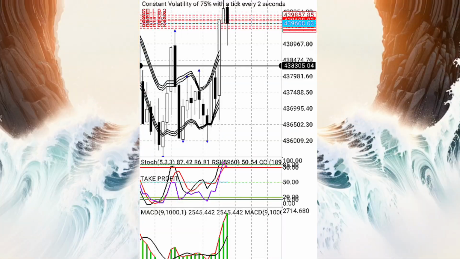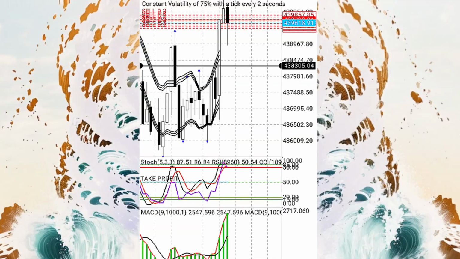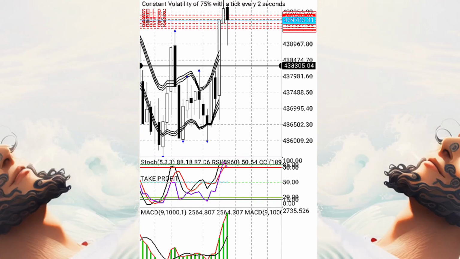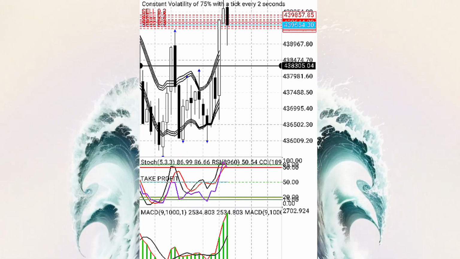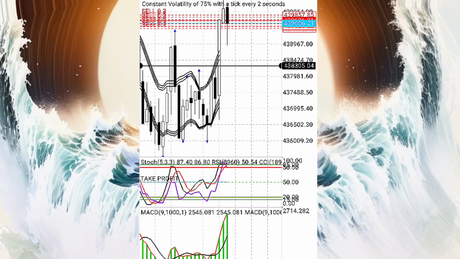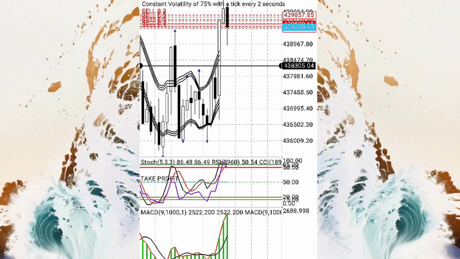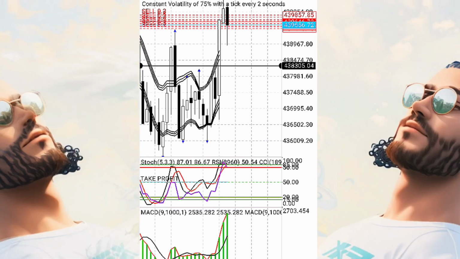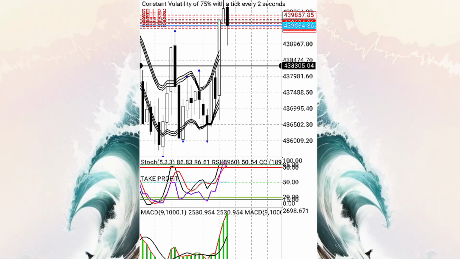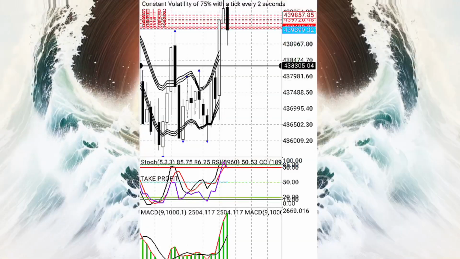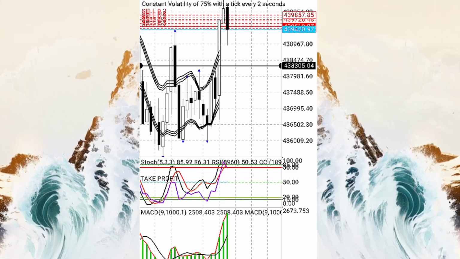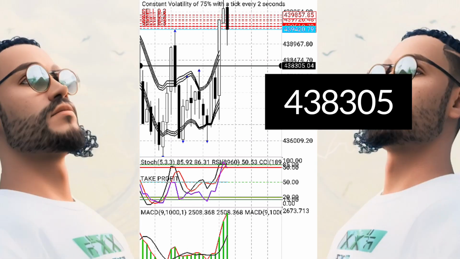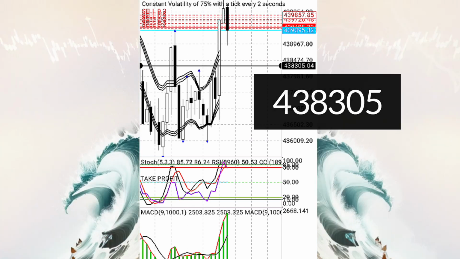Hello guys, this is Random Forex Solutions. You can see the trade I just took right now on the Volatility 75 Index. You can see it's coming down, it's dropping down. So I took the trade so that it can take me down to my TP position you're seeing there, 438305. That will be my take profit.